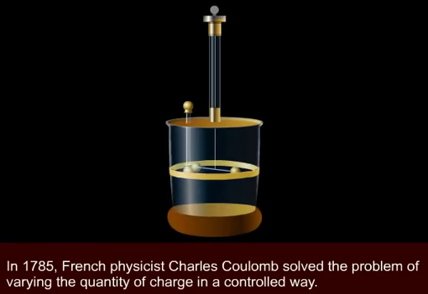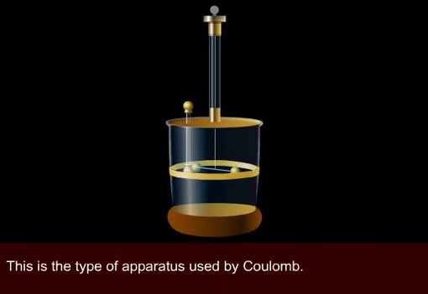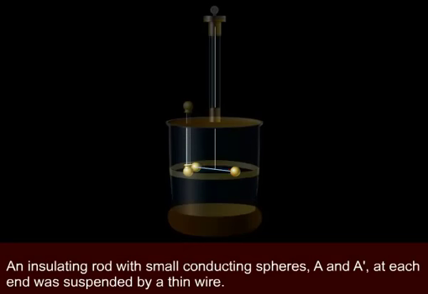In 1785, French physicist Charles Coulomb solved the problem of varying the quantity of charge in a controlled way. This is the type of apparatus used by Coulomb. An insulating rod with small conducting spheres A and A' at each end was suspended by a thin wire.